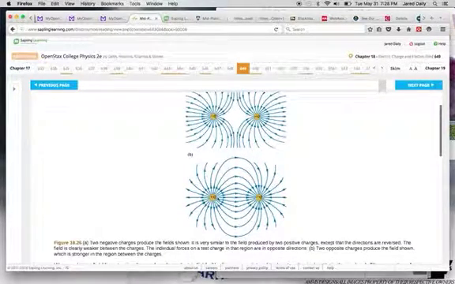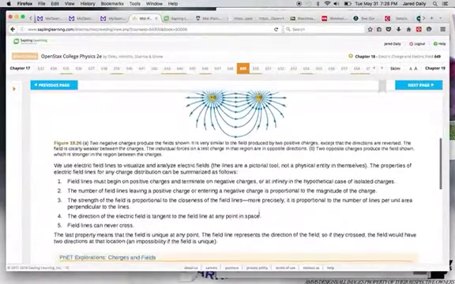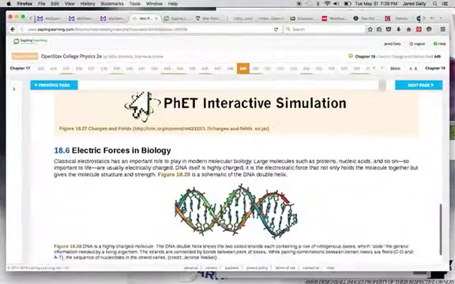Here you have two charges, a positive and a negative charge, so the field lines go from the positive charge to the negative charge. In between, you have a fairly strong field, actually. That's what we call a dipole field.